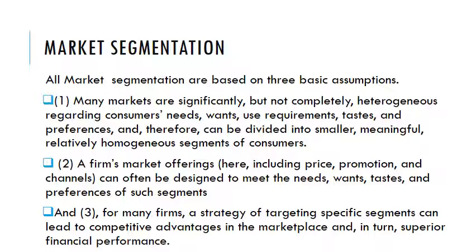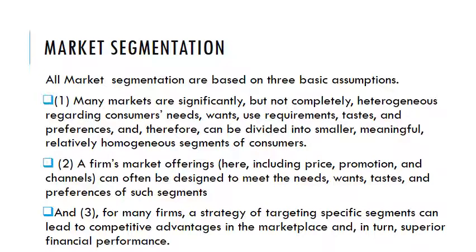Market segmentation is based on three basic assumptions. The first assumption is that many markets are significantly but not completely heterogeneous regarding consumers' needs, wants, use requirements, taste and preferences, and therefore can be divided into smaller, meaningful, relatively homogeneous segments of consumers. So always the market can be grouped into a set of consumers having homogeneous needs. That is the first assumption. A firm's market offering, including price, promotion, and distribution channels, can often be designed to meet the needs, wants, taste, and preference of each segment. For each kind of segment, the marketing mix also has to be different. Pricing has to be different, the product offering has to be different, packaging has to be different, and how they distribute it has to be different.